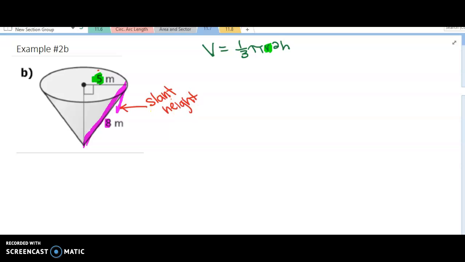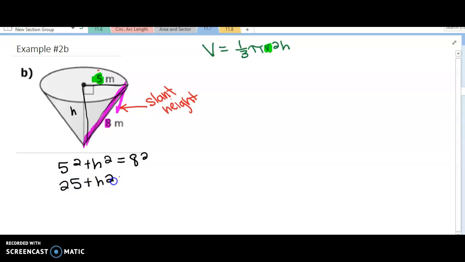So what we need to do is take this right triangle and use the Pythagorean theorem to find the height. So 5 squared plus h squared equals 8 squared. So 25 plus h squared equals 64. So h squared has to be 39, and so h then is the square root of 39. That's what I'm going to plug in for my height.